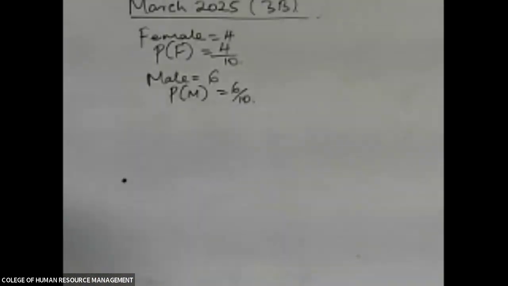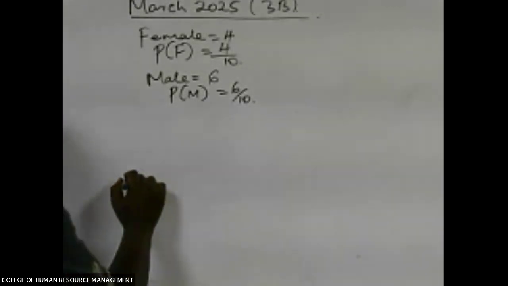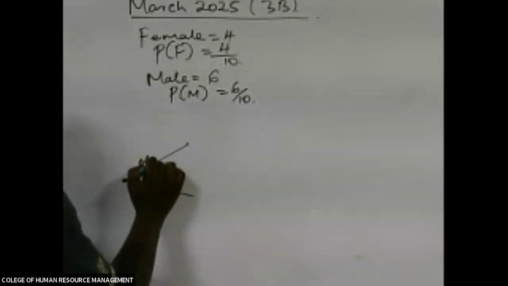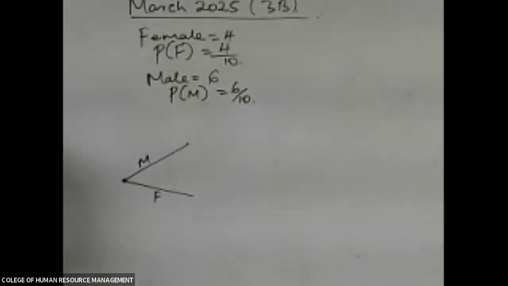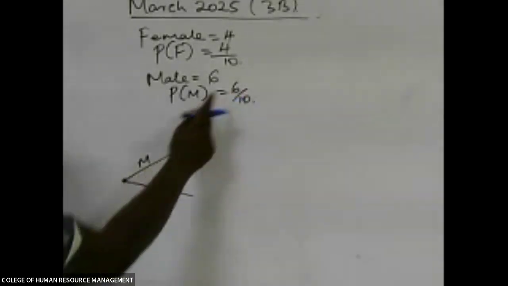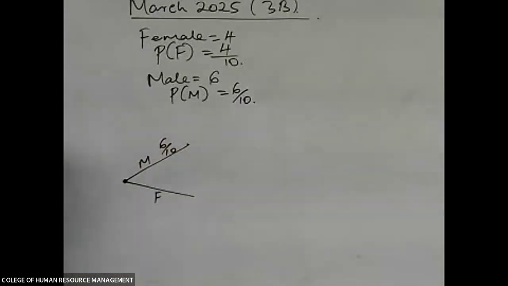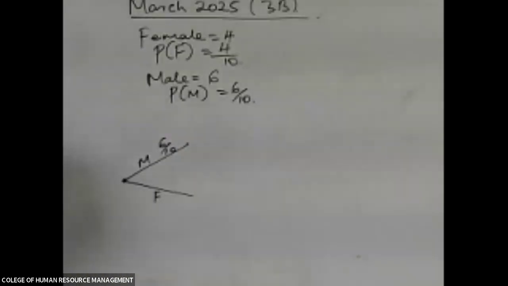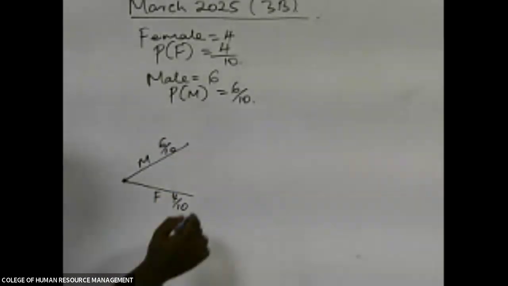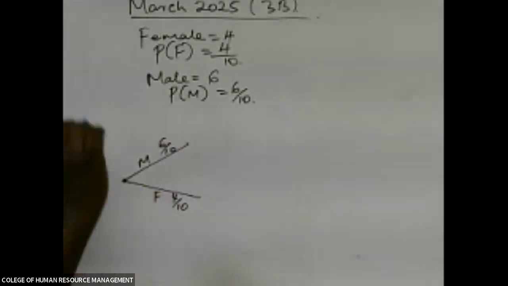A tree diagram would be constructed in this manner. We are picking 2 employees. The first employee can be either male or female. It can be a male or female employee. What is the probability that we are going to pick a male? 6/10. What is the probability that we are going to pick a female? 4/10. That is when you are picking the first person.